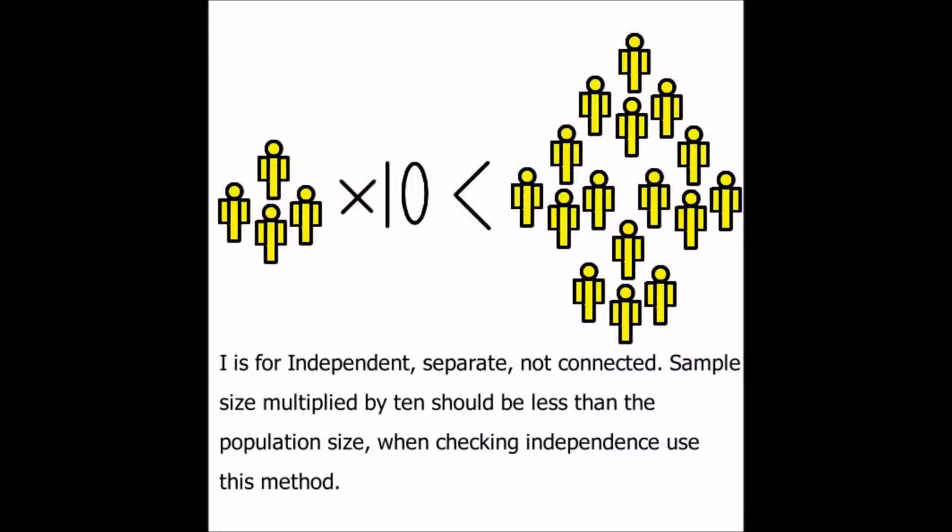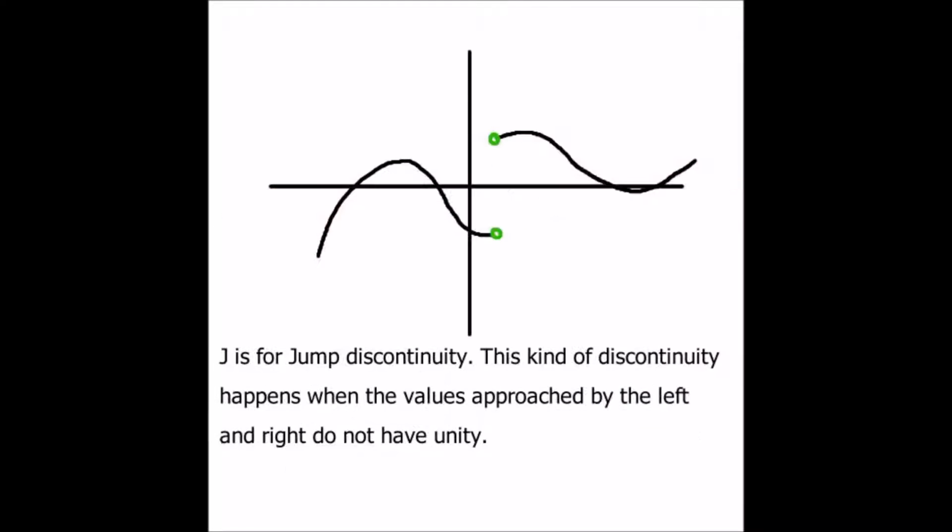I is for independent, separate, not connected. Sample size multiplied by 10 should be less than the population size. When checking independence, use this method. J is for jump discontinuity. This kind of discontinuity happens when the values approached by the left and right do not have unity.